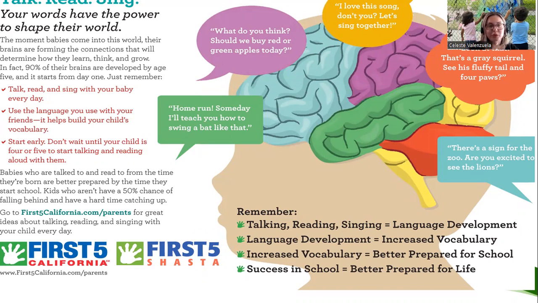Another important part I just want to touch on is something that we hear a lot of, which is the First Five California. They talk a lot about making sure that we're talking and reading and singing to our children, especially in early development, because of that language development that is forming and connections that are developing. It's important that we increase that vocabulary by simply talking to our children.